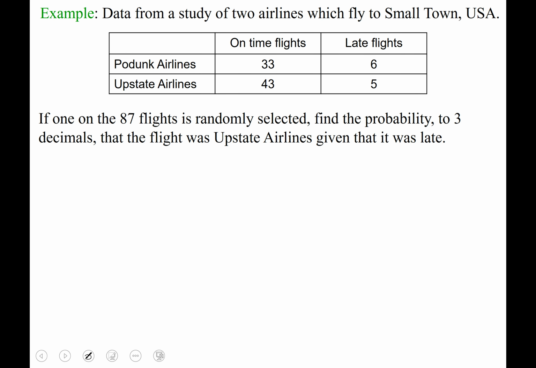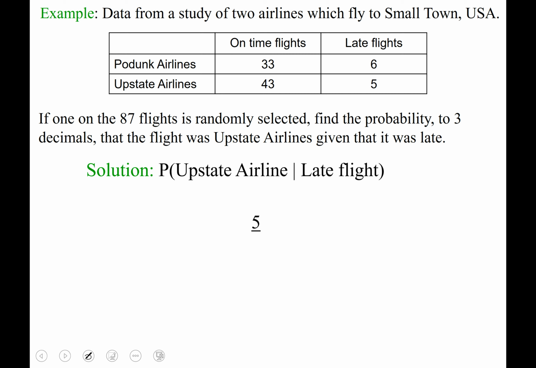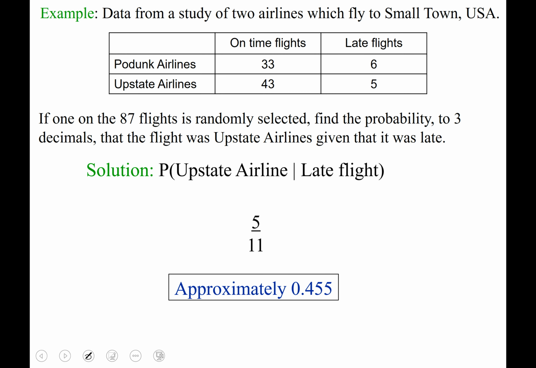All right, I want you to try this one now, okay? Pause the video and try this one, please. Welcome back. Let's see how you did. If you interpreted this as probability of Upstate airline given a late flight, your numerator of Upstate airlines late flights would be 5 divided by a total of 11 late flights. 5 divided by 11 is 0.455. If you got that, great job.